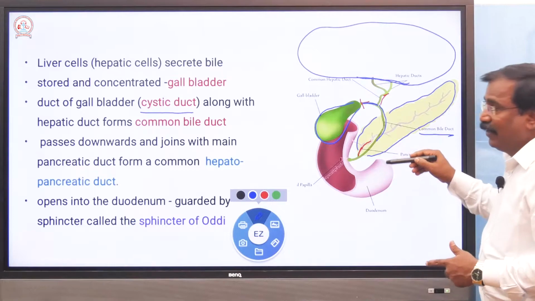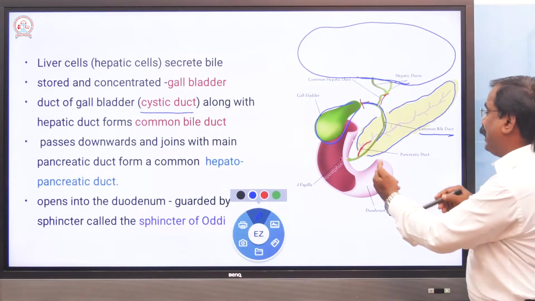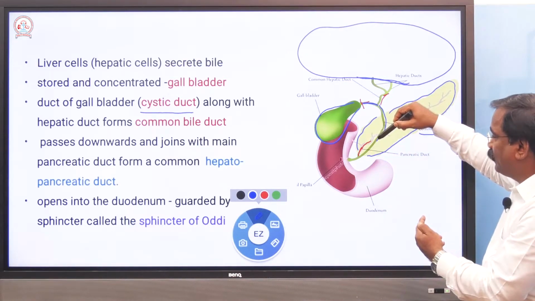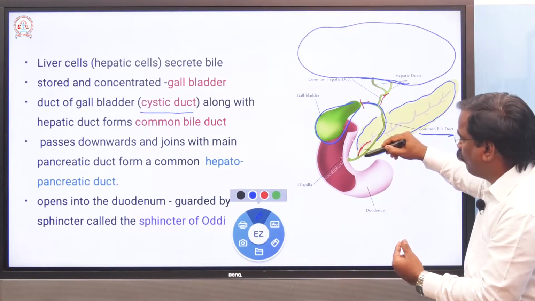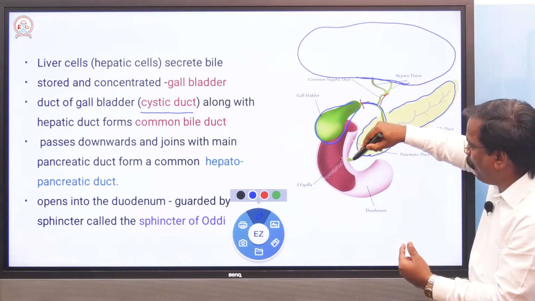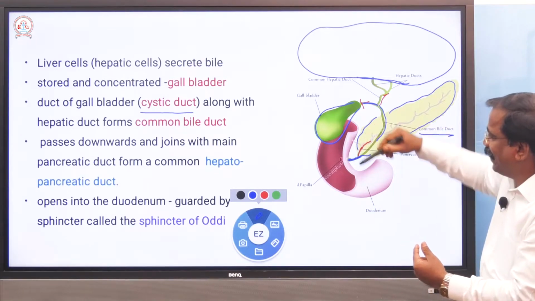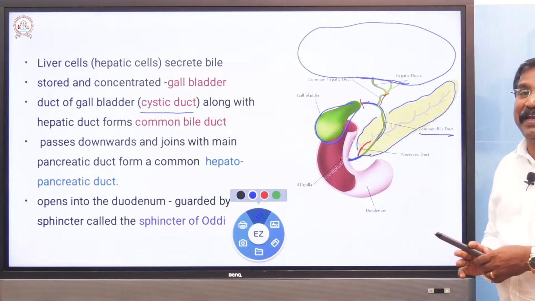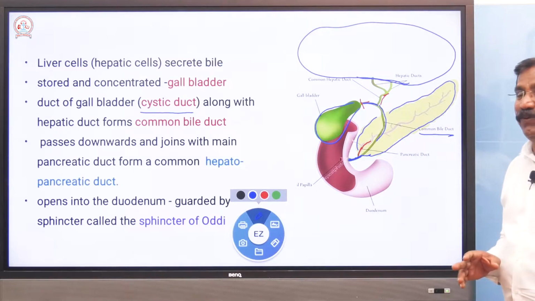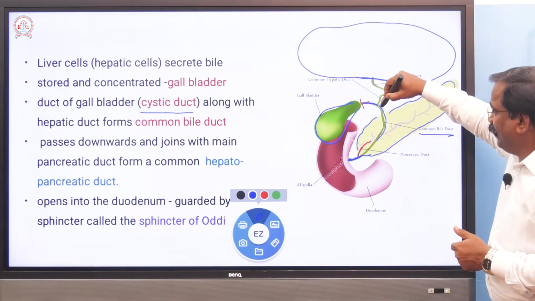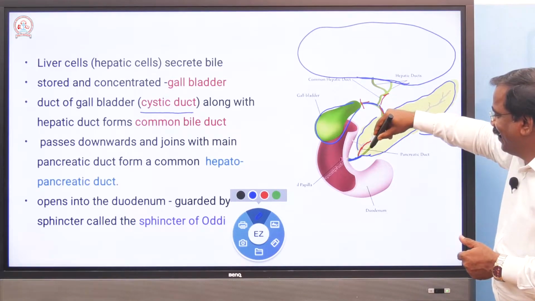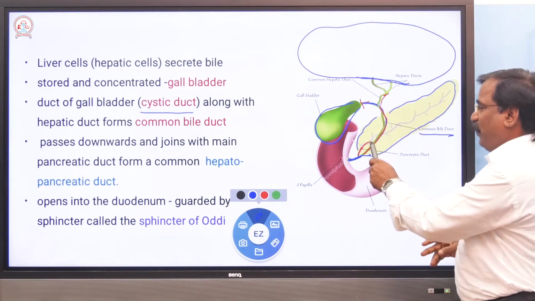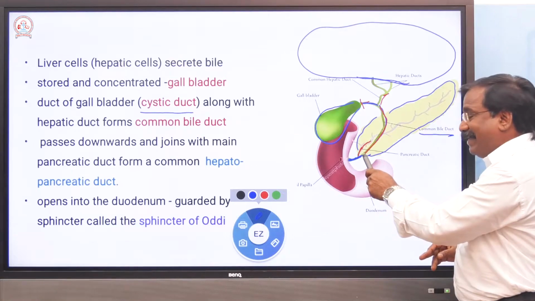See here. So here the pancreatic duct and the common bile duct both unite and form the common duct. The common duct is called the hepatopancreatic duct. Are you clear? Please don't get confused. See, this common bile duct joins with the pancreatic duct.